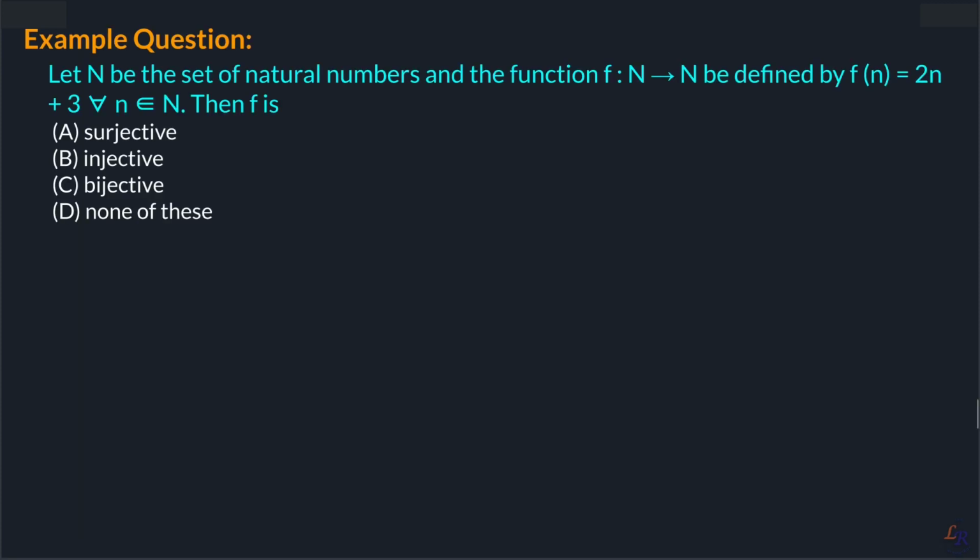The next question is about functions. So let's see what we have here. It says that N be the set of natural numbers. Again, natural numbers means 1, 2, 3, and so on. A function is defined by f(n) = 2n + 3 for every n element of N. Then check whether it is surjective, injective, bijective or none of these. So we have to check two conditions and we'll get to know if it is bijective or not, because that would satisfy both conditions, right?